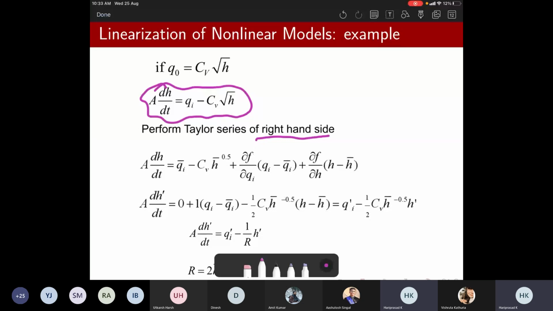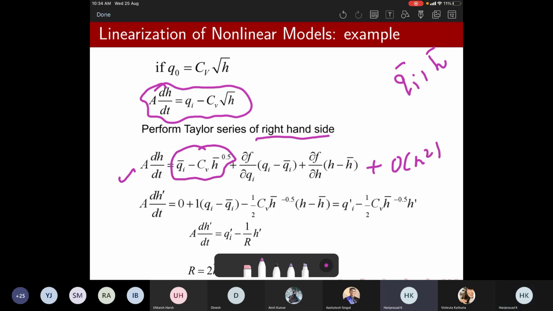The same thing applies here. A dh/dt stays there. First is the constant term. How do you calculate the constant term, which is the zeroth order term? You evaluate it at the linearization points, and it is important that our linearization points are qi bar and h bar. The zeroth order term is just substituting that value: qi bar minus Cv times root h bar. And the first linearized term would be the linearization with respect to the first variable, df/dqi times qi minus qi bar, plus df/dh times h minus h bar.